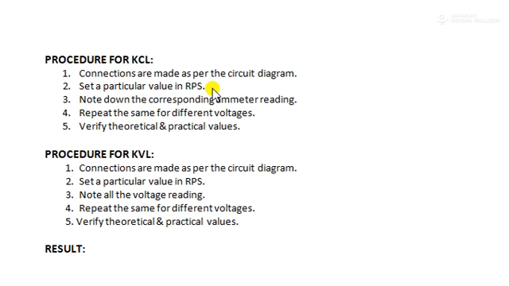So in KCL, the RPS is there. Put some values in the RPS and note down the corresponding ammeter reading. We just have to start, give the voltage, note down the reading, and repeat the same for all the different voltages. For example, first give 5 volts here and note down the ammeter reading, and for a second, different voltage, give 10 volts and note down the ammeter reading.